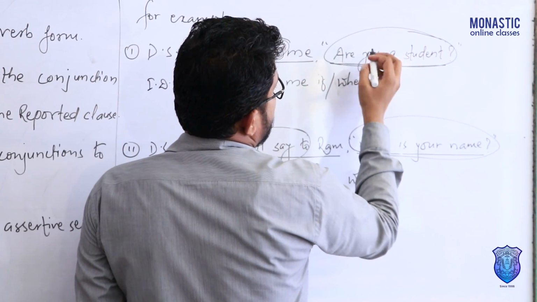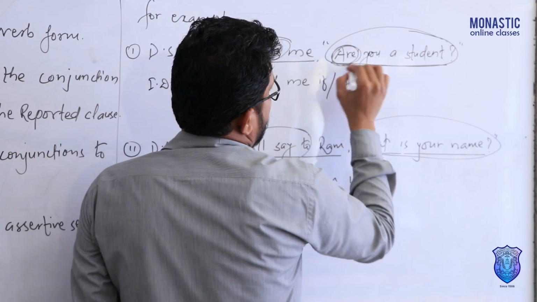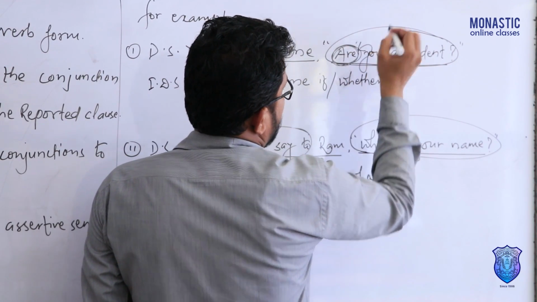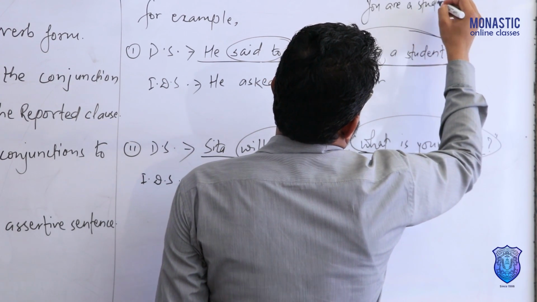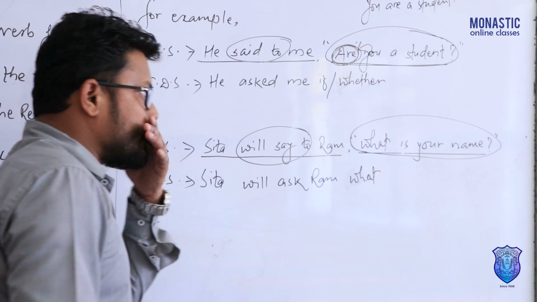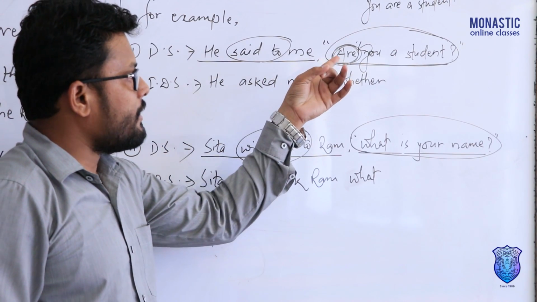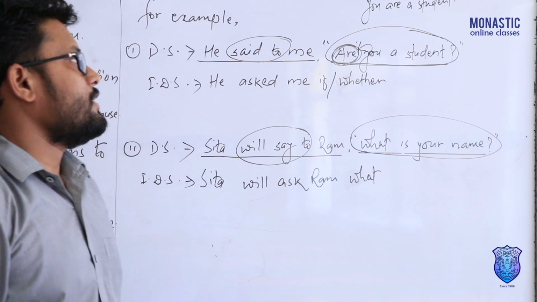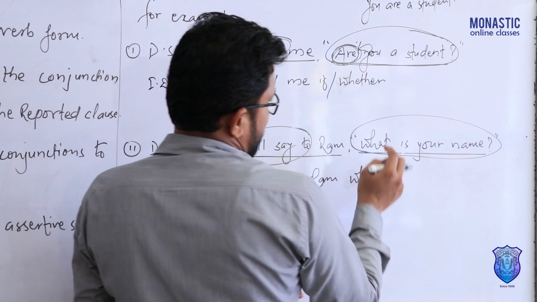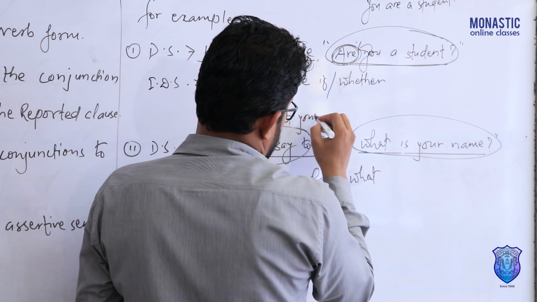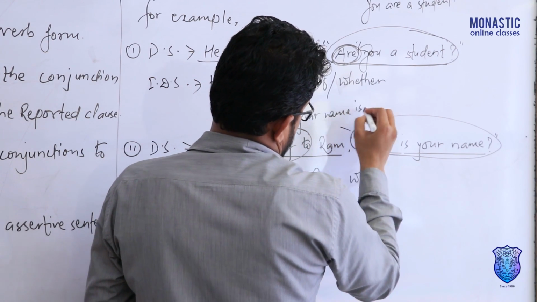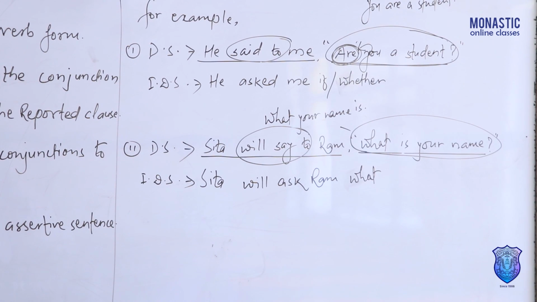So, are you a student? Just change the placement of the verb: as it is before the subject, change it to after the subject. And it becomes you are a student. If you play my previous video, you can find all this that I taught you, how you can change the interrogative into the assertive sentence. Like, what is your name? You can change it to what your name is. So the fourth rule is telling you the interrogative sentence should be changed into the assertive sentence.